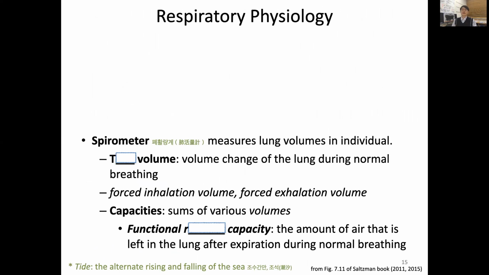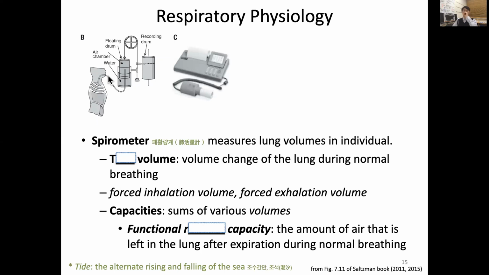So let's think about how to measure this physiological capability of a human. The respiratory one. When you go to the hospital for a health checkup, you may remember you have done this spirometer test, which measures lung volumes in an individual. How do we measure it? It's very simple. We have a pipe and we can inhale and exhale, and these chambers record the amount of volume, which is proportional to what our lungs are doing.